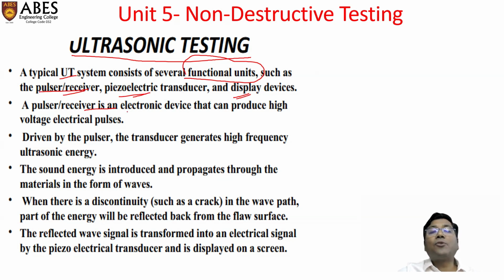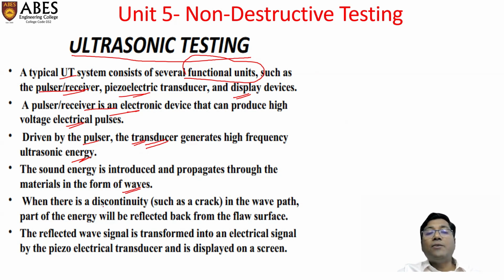A pulser receiver is an electronic device that can produce high voltage electric pulses, and driven by the pulser, the transducer generates high frequency ultrasonic energy. So the electric pulse would be converted into high frequency ultrasonic waves, or ultrasonic energy, through these piezoelectric transducers. The sound energy is introduced and propagates through the material in the form of waves.